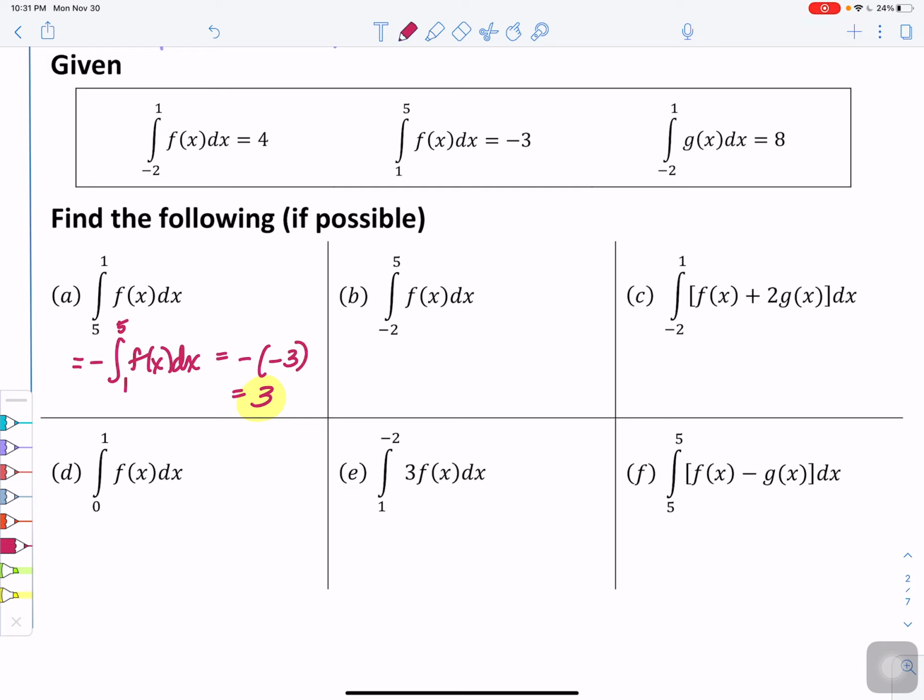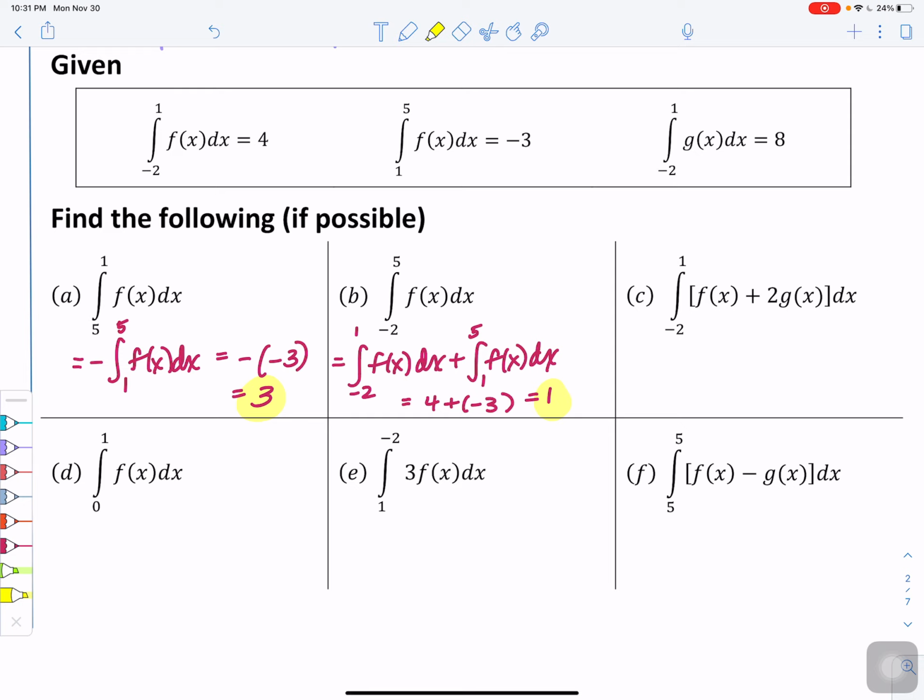Okay, how about the integral from -2 to 5 of f of x? Now, what do you notice? We have -2 to 1, and we have 1 to 5. And so that's actually equal to the integral from -2 to 1 of f of x dx plus the integral from 1 to 5 of f of x dx. And that takes us from -2 to 5. And that's equal to 4 plus -3, and that's equal to 1.